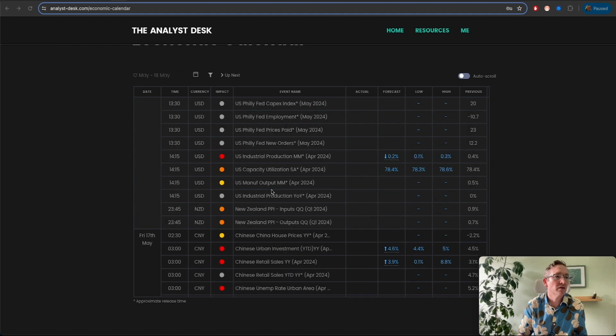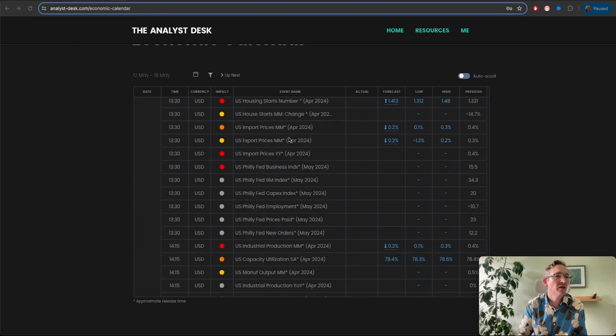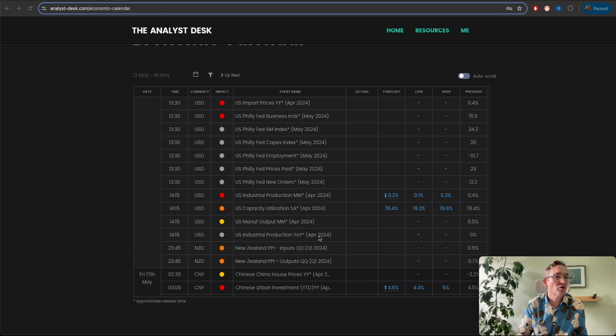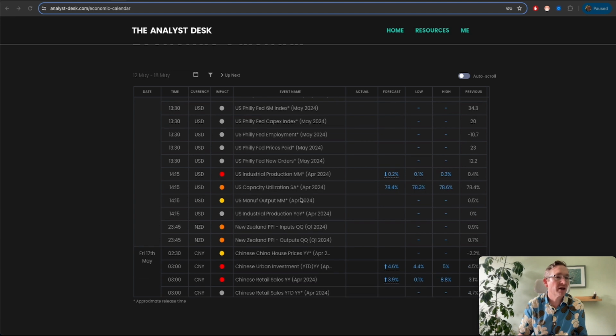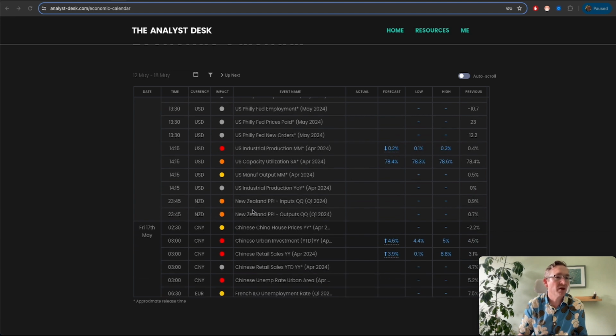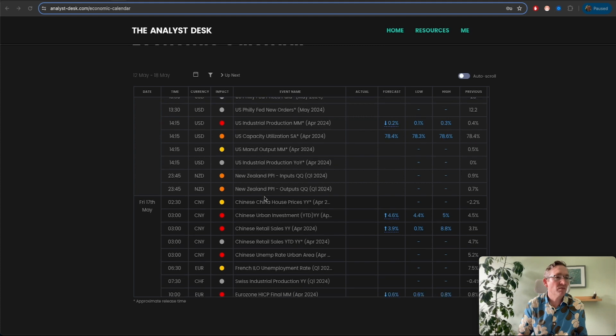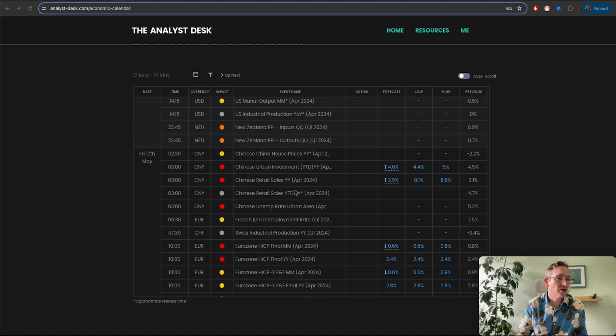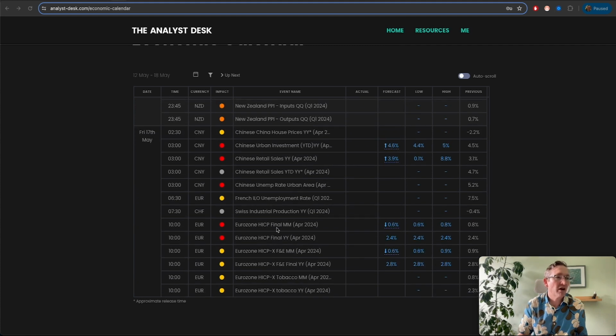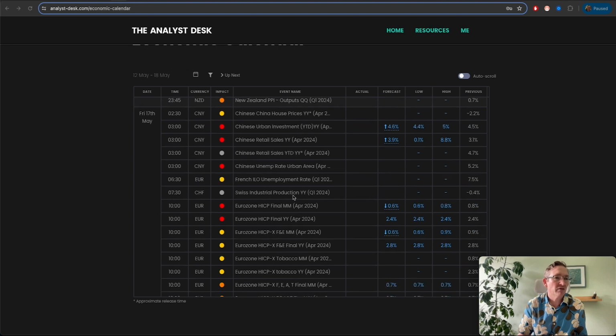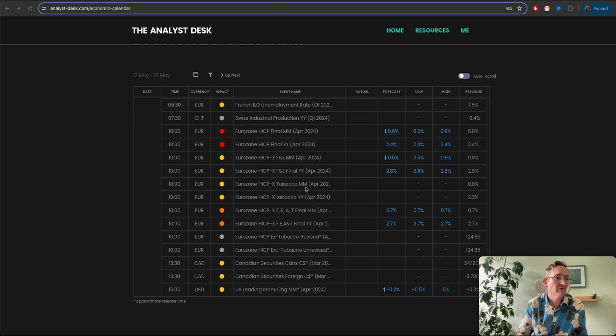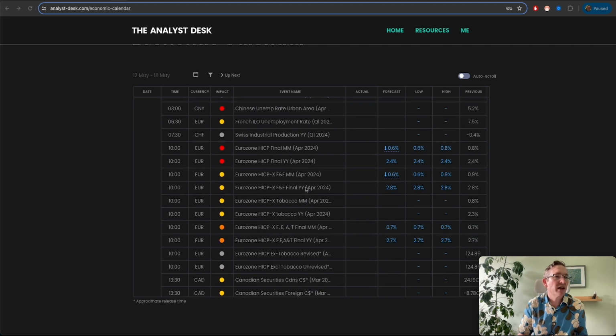Going through the rest of the afternoon, got some US industrial production, shouldn't expect much out of that. A bit of New Zealand PPI, shouldn't expect much reaction to that. The Eurozone HICP, that's their inflation reading for the Eurozone, that shouldn't get any reaction. It's the final reading, so typically you don't see any reaction for those final readings. And that should close out the week.